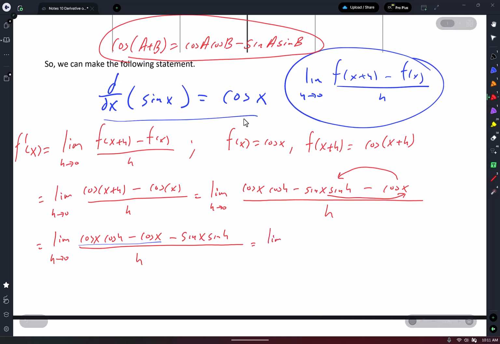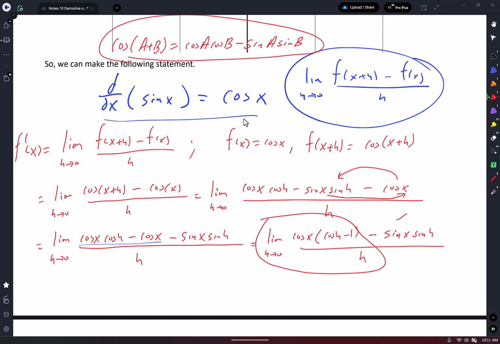I'm going to write limit as h approaches 0. Here's my cosine x being factored out, and I have cosine h minus 1, and then I still have minus sine x sine h all over h. This is also a test question. I don't know if you remember. Are we still okay, guys? That's an x, so I'm going to do two limits. I'm going to do that limit, and I'm going to do that limit. But that cosine x is not being affected because it says h approaches 0.